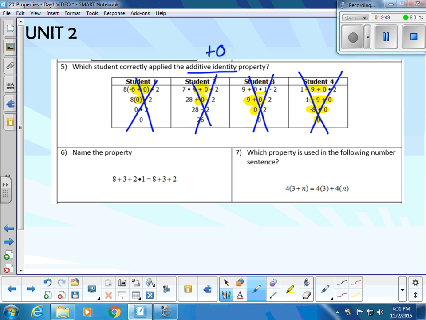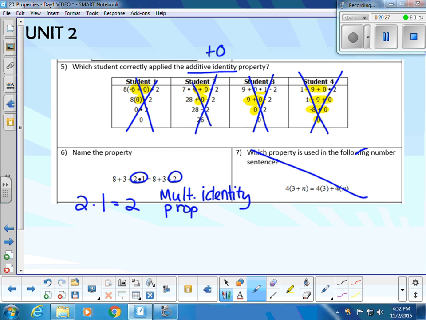Okay, looking at number 6, we're going to name the property. So again, we're going to look for what has changed. We have 8, 3, 2 times 1, and here we have 8, 3, and 2. So where we're seeing a difference is right here, where we have 2 times 1 and then it stays 2. What is that property that says 2 times 1 stays the same? Anytime I multiply by 1, that's the multiplicative, and I'll let you shorten it, identity property. It says anything that I multiply times 1 stays the same.